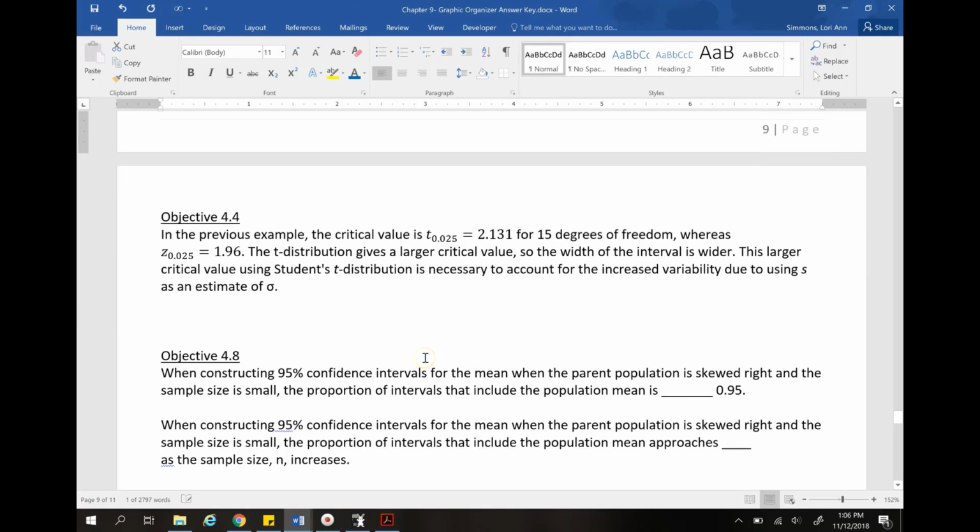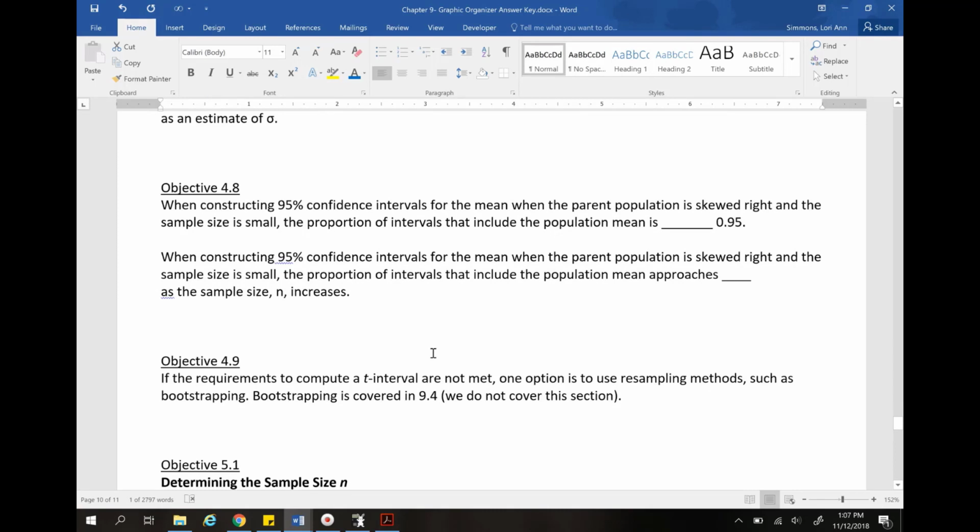In the previous example, the critical value t sub 0.025 is equal to 2.131 for 15 degrees of freedom, whereas z sub 0.025 is going to be equal to 1.96. The t-distribution gives a larger critical value, so the width of the interval is wider. This larger critical value using student's t-distribution is necessary to account for the increased variability due to using S as an estimate of sigma.